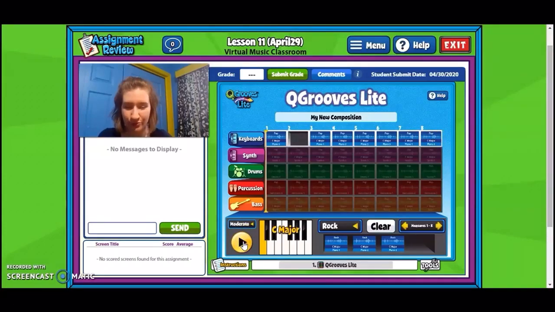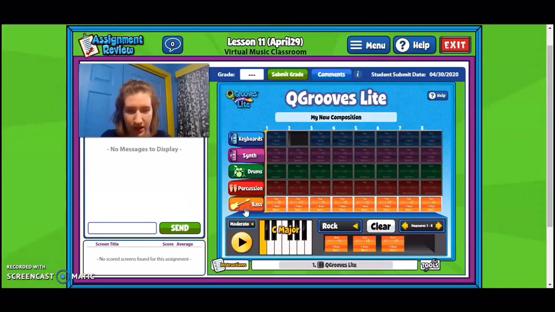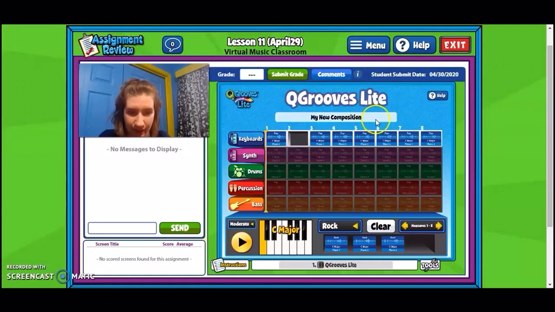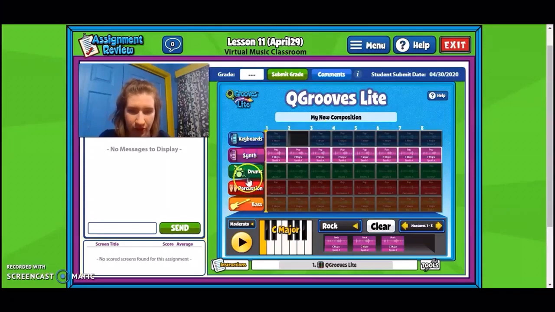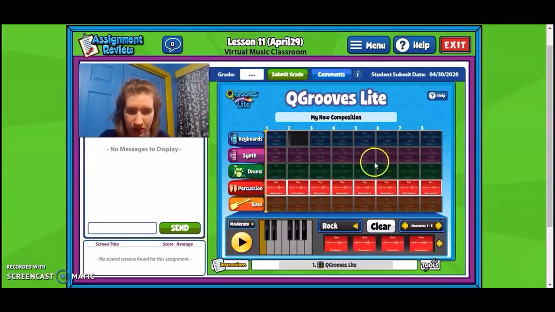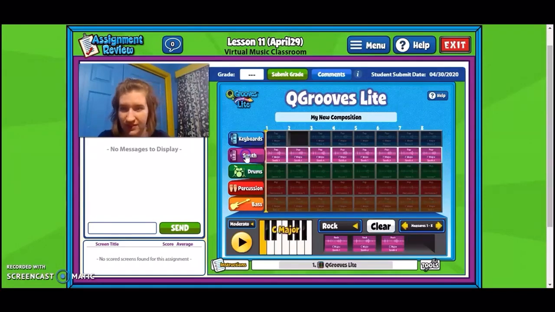Okay, I'm gonna pause it right there. So as you can see on the bass part, it is a little bit small on the screen, but you can see he did the same pattern that I had in my lesson. So he did 3 5 3 5 3 5, and then the keyboard is pretty similar to what I had in my lesson, 2, 3 5 and 1. And then for the rest of them, synth, drums, and percussion, he did his own patterns, it looks like. So really awesome job. Great to hear your groove.